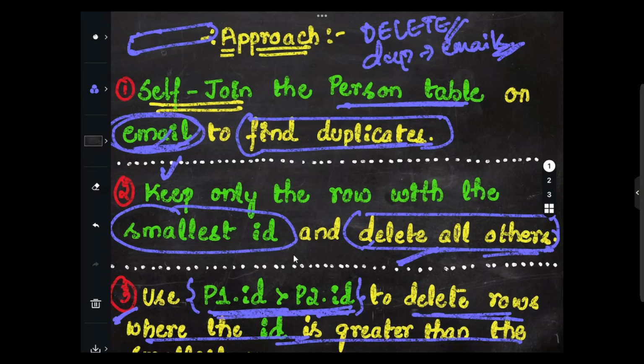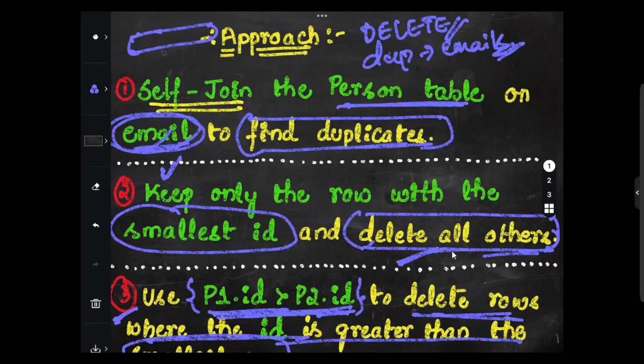So here we will be making use of p1.id greater than p2.id to delete rows where the id is greater than the smallest one. This is very, very important, right? So these are the 3 steps that we'll be following. This is the approach that we will be going with. I hope the approach is completely clear in this case, right?